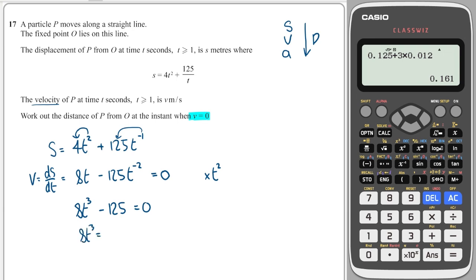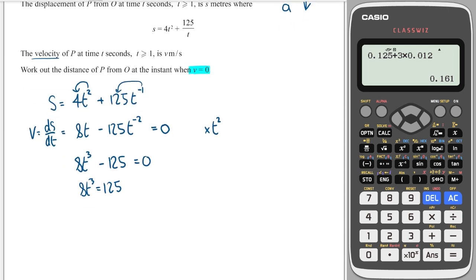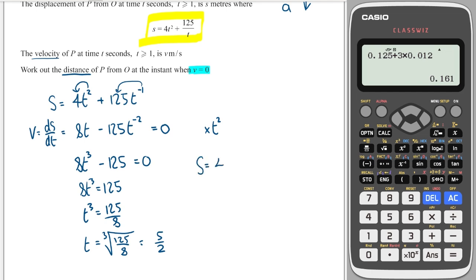Rearranging is going to give me this. Then I'm going to divide through by 8. And luckily, these are both cube numbers, so I know I'm onto a good thing here, because when I cube root 125 over 8, I get 5 over 2. Great, so that's the time, but we're not asked for the time, we're actually asked for the distance. And luckily, we do have a formula for the displacement, and it's this. So I just need to sub my time back into this S formula here. So S is 4 multiplied by 5 over 2 squared plus 125 over 5 over 2.